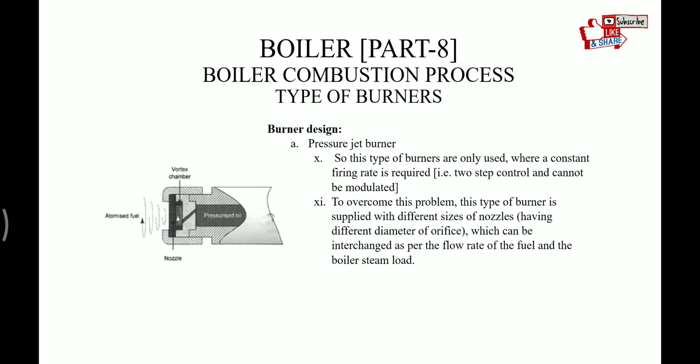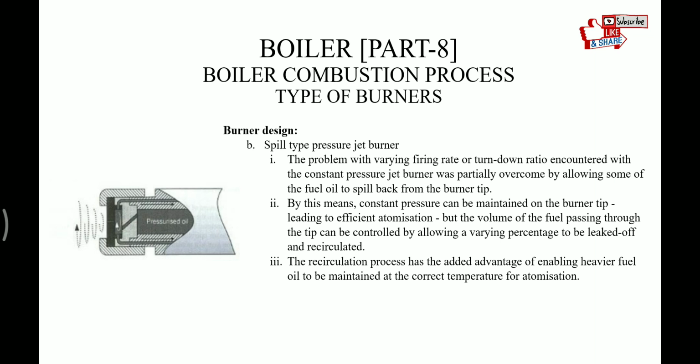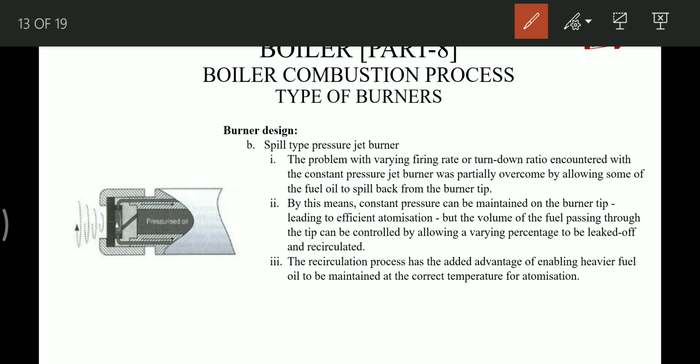So to overcome this problem, this type of burner is supplied with different size of nozzles having different diameter of orifice, which can be interchanged as per the flow rate of the fuel and boiler steam load. Then the second type is the spill type. Spill type pressure jet burner. The only difference is there is a return line from the vortex chamber. This is the return line.